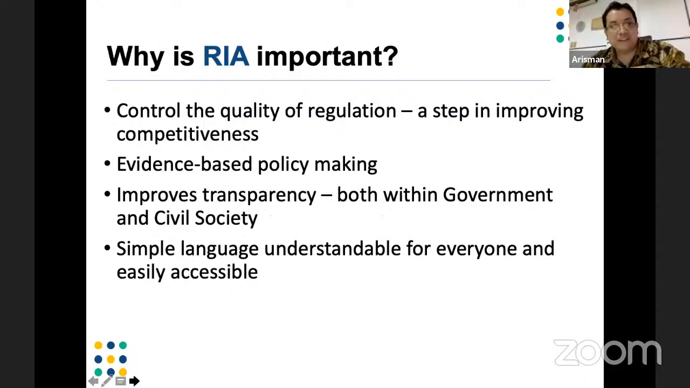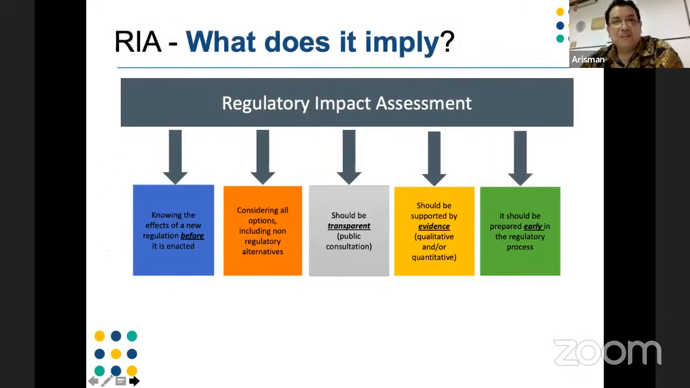Why is regulatory impact analysis important? The first is, of course, to control the quality of regulation. As we know, the impact of regulation is not only the environmental impact. The second one is related to evidence-based policy making, because now the process of public policy is based on an evidence-based process. The third one is to improve transparency both within government and civil society. And the last one is simple language understandable for everyone, and of course easily accessible. What does RIA, as I call regulatory impact analysis, imply?